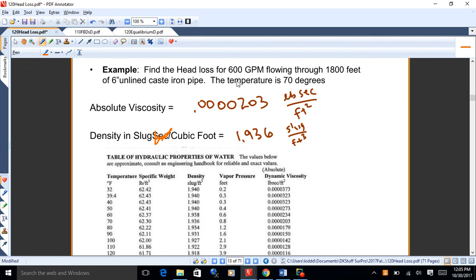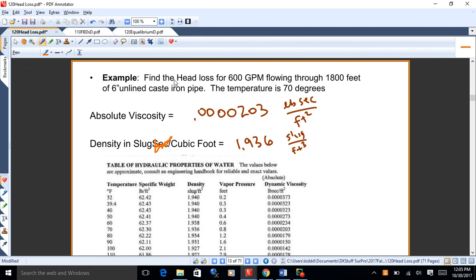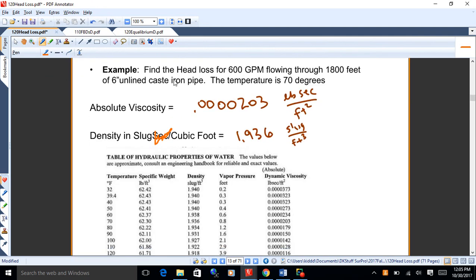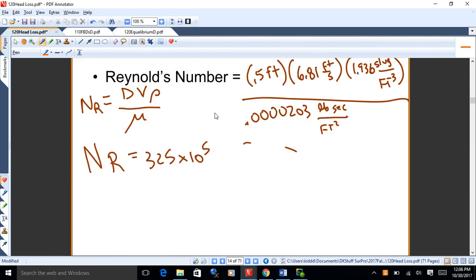So we looked it up for 70 degrees. You might have a little typo in your book that said 60. It's actually 70. So we got 0.0000203 pound-seconds per foot squared and 1.936 slug per cubic foot. And then we threw all that into the Reynolds number, and we figured out the Reynolds number was about 3.25 times 10 to the 5, just by plugging everything in.